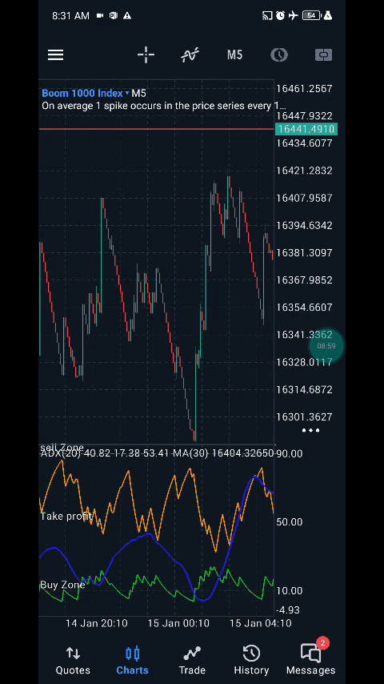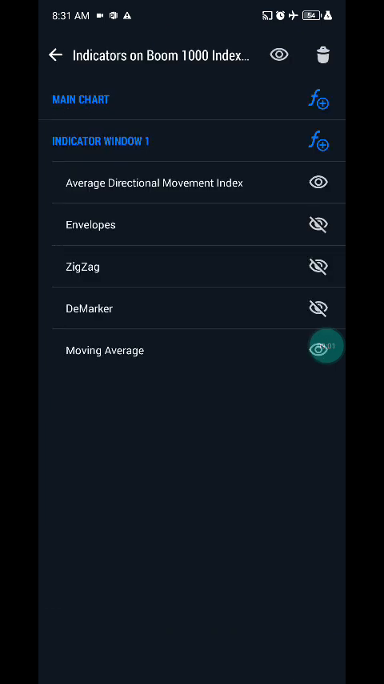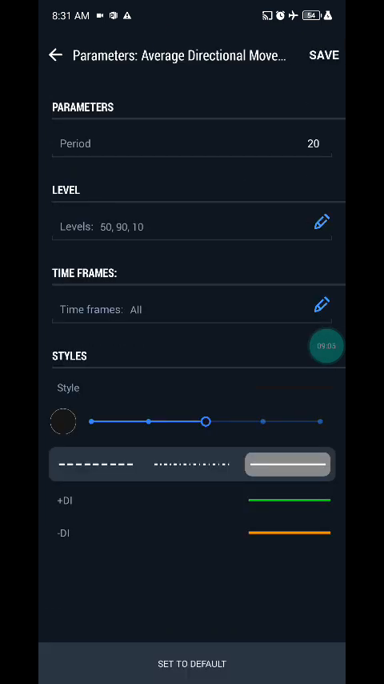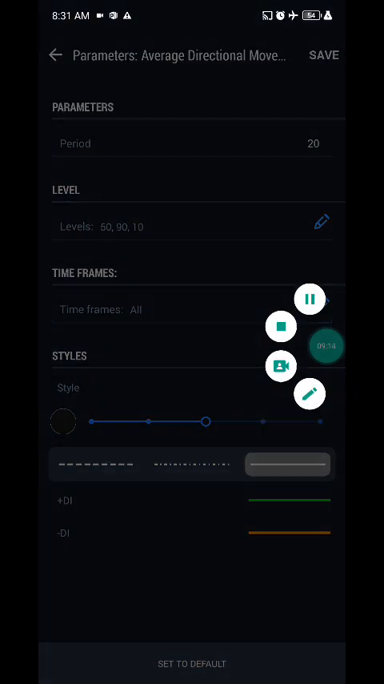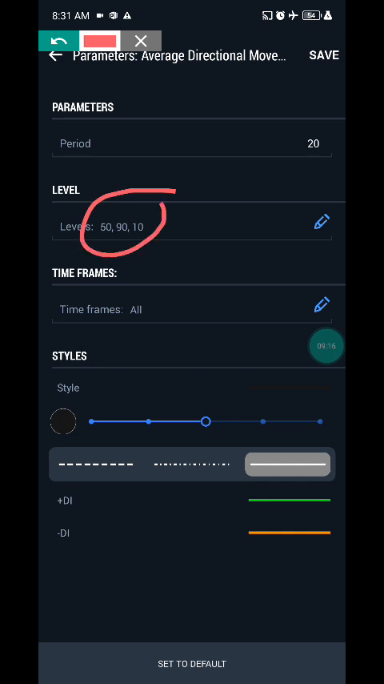So guys, let me show you the setup of this strategy so that you can also set it up. We have the Average Directional Movement Index. That's the number one thing that you need to set. We have the period to be 20. We have our levels in different colors here. We have the 50, we have the 90, and we have the 10.